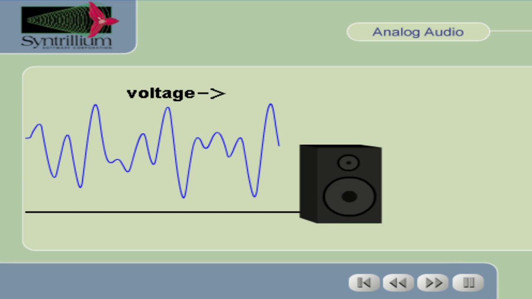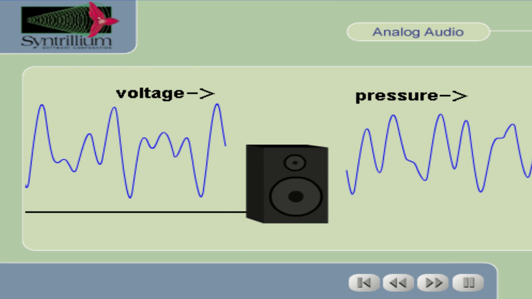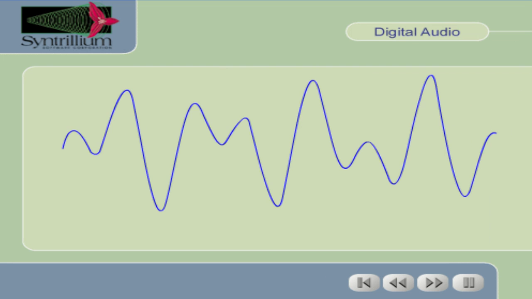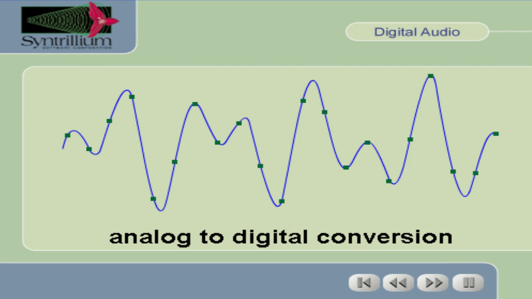A speaker works like a microphone in reverse, taking the voltage signals from a microphone or recording and vibrating to recreate the pressure wave. Everything discussed so far is known as analog audio. Unlike analog storage media like magnetic tape and vinyl records, computers store audio information digitally. In digital storage, the original waveform is broken up into individual samples. This is known as digitizing or sampling the audio, and is sometimes called the analog to digital conversion.